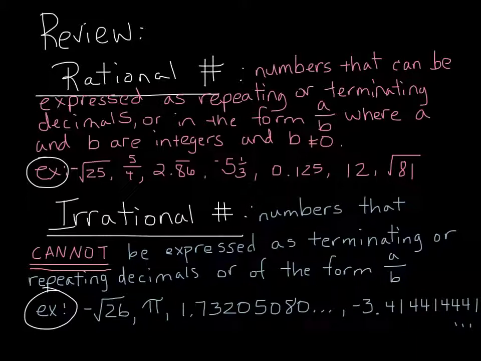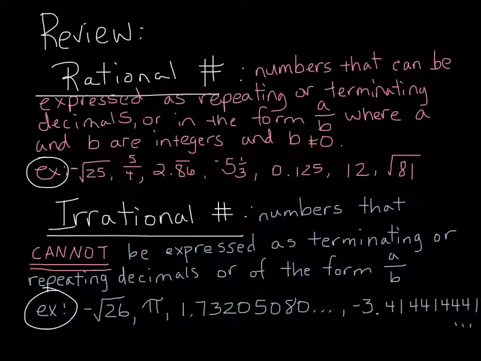Okay, so let's review. Rational numbers are numbers that can be expressed as repeating or terminating decimals, or in the form a over b, where a and b are integers and b does not equal 0. So basically you can make them into a fraction. For example, negative square root of 25 would just be negative 5. You can put negative 5 over 1 and it's a fraction. 5/4 is a fraction. 2.86 repeating you can make into a fraction. Negative 5 and 1/3, 125 thousandths, the number 12. The square root of 81 is just 9.